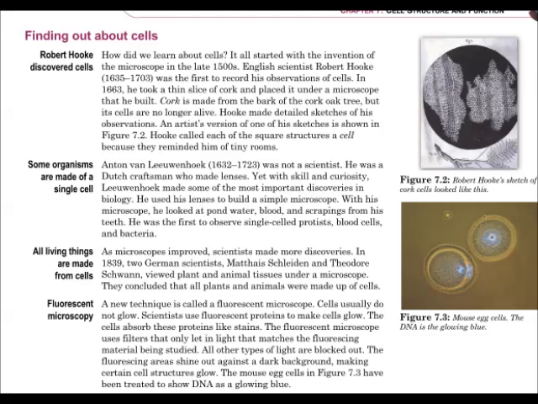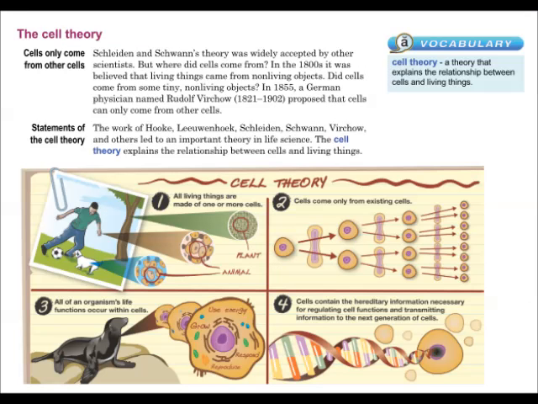Cell theory. Schleiden and Schwann's theory was widely accepted by other scientists. But where did cells come from? In the late 1800s, it was believed that living things came from non-living things. Did cells come from some tiny non-living objects? In 1855, a German physician named Rudolf Virchow proposed that cells can only come from other cells.